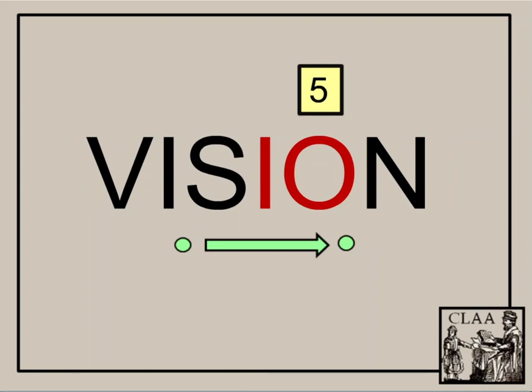Look carefully at this word. You'll see again that it ends in I-O-N. The consonant before the digraph I-O will be soft. The digraph I-O will be read with the sound uh. Let's read this word together. Vision, vision.